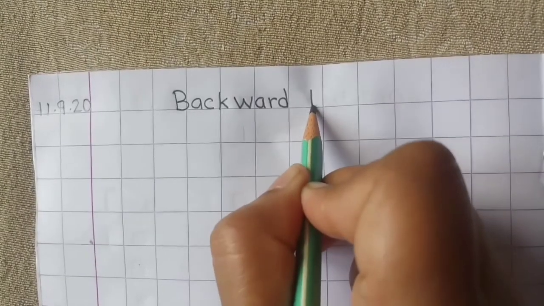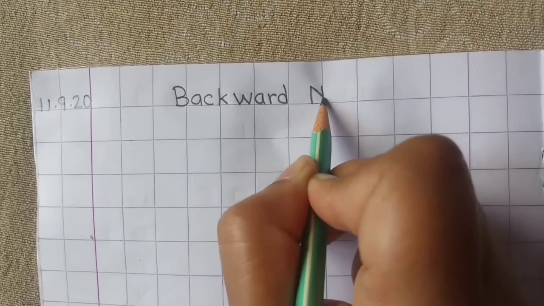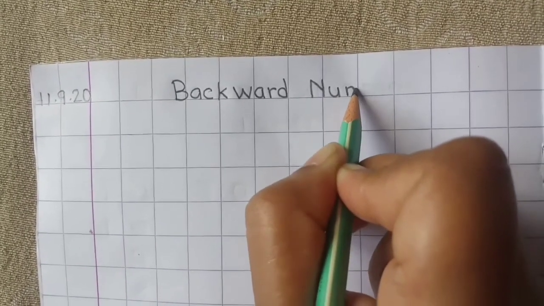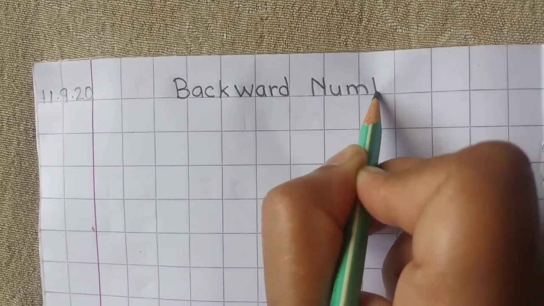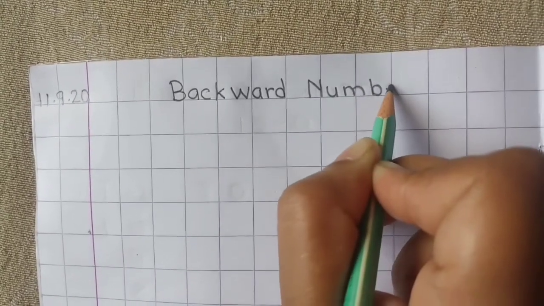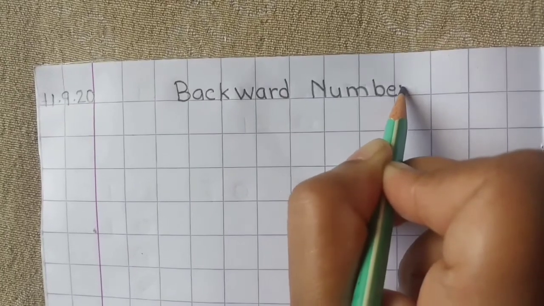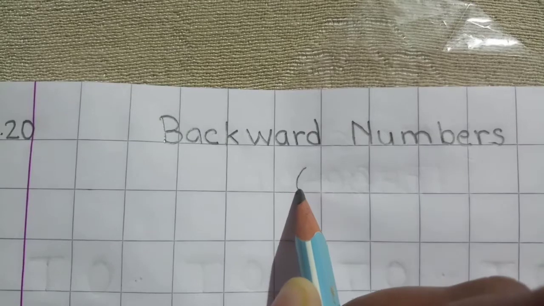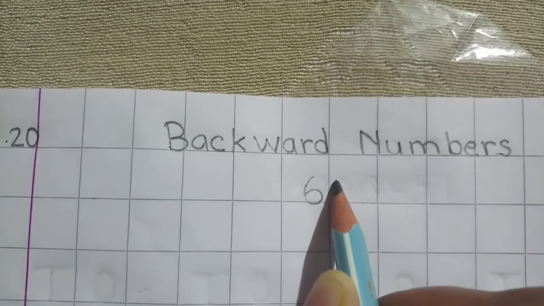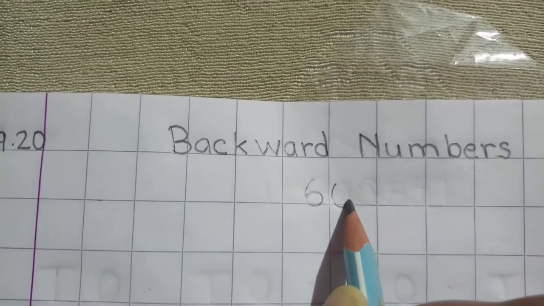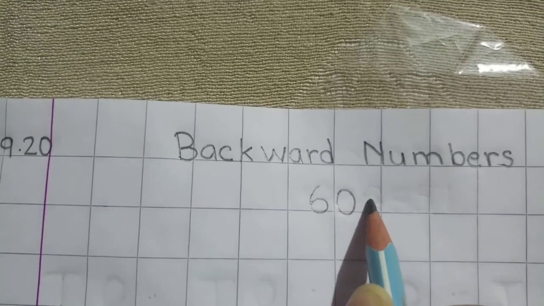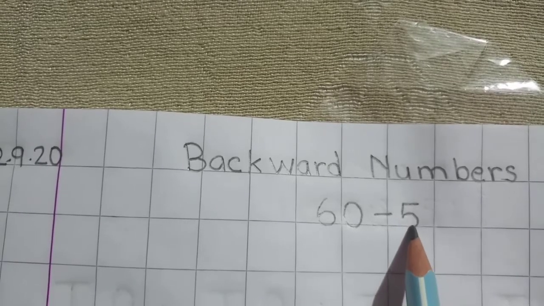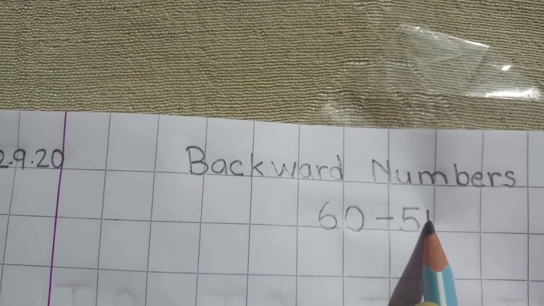One finger space. N capital, U, M, B, E, R, S. Backward numbers. 60 dash 51.